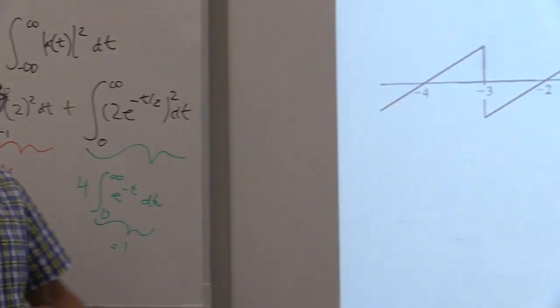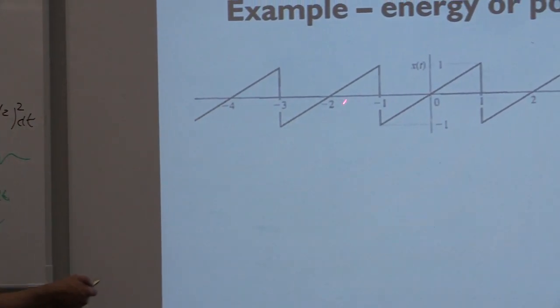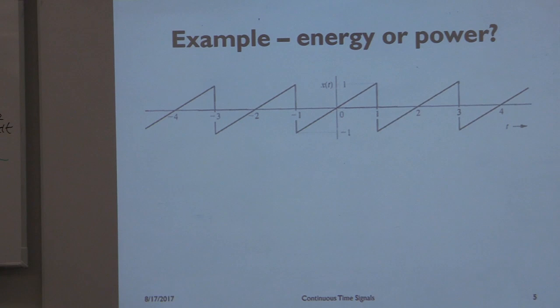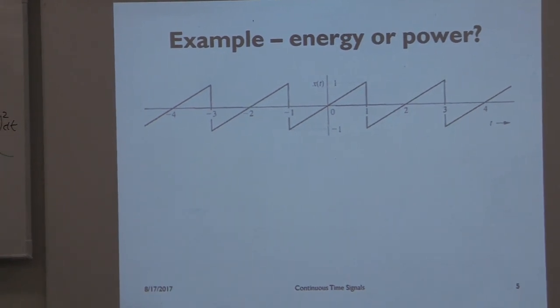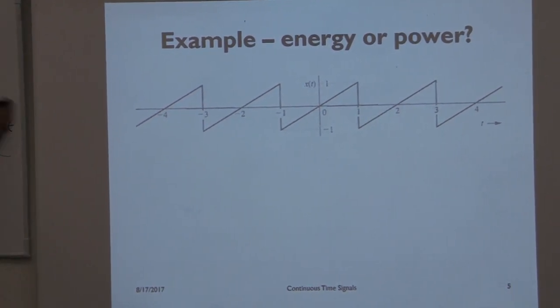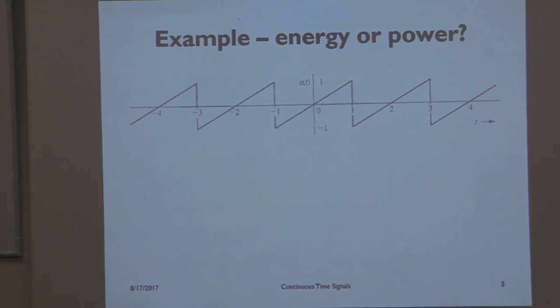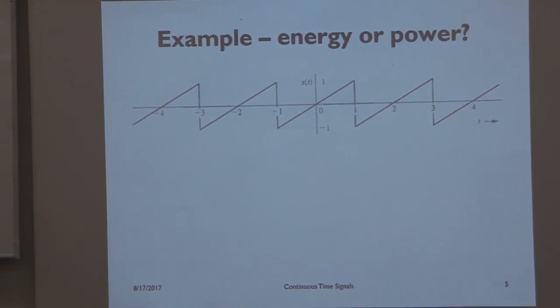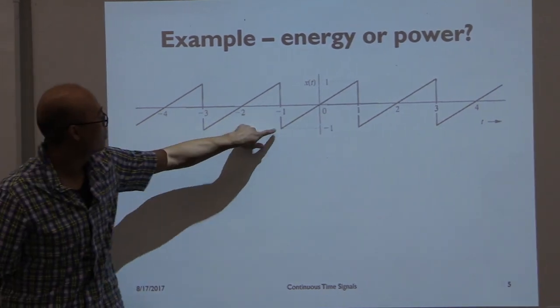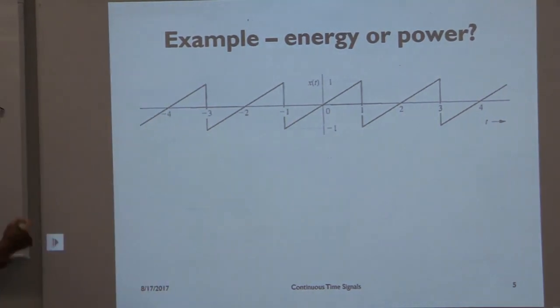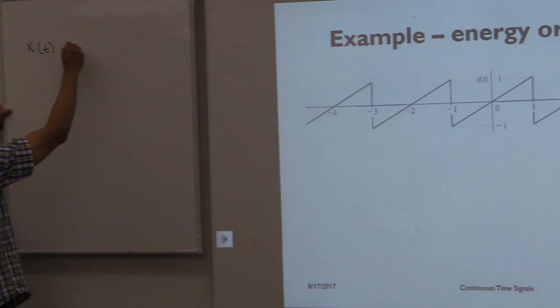Here's another example. X of t is shown in the following curve. In this case, we can see that our signal is going to be periodic. So, in particular, we have a signal x of t that's periodic with a period of 2. So x of t is periodic.